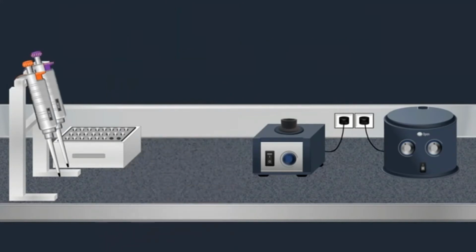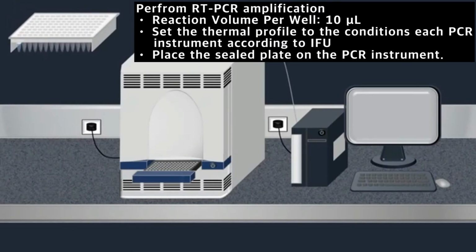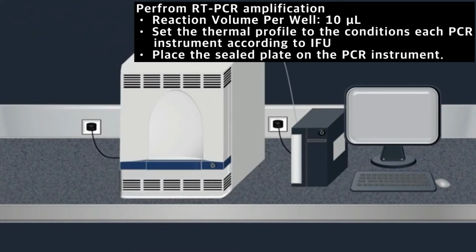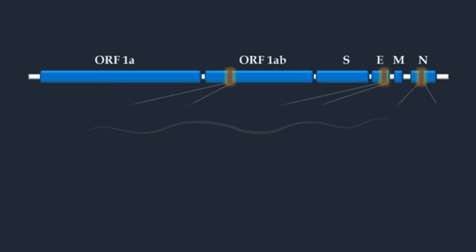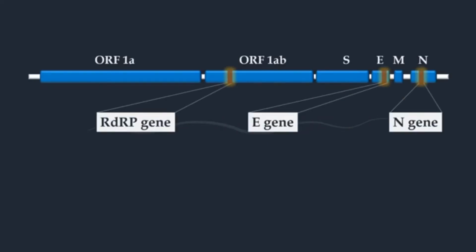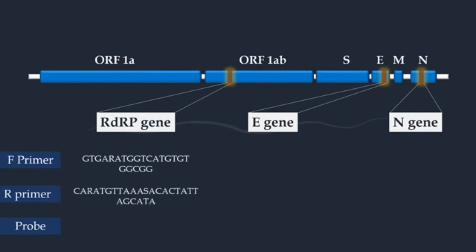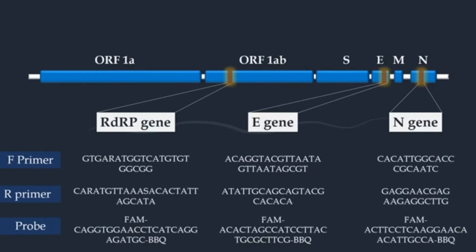Next, the plate is placed in a PCR machine, which is essentially a thermal cycler. Real-time RT PCR is used for the detection of the new coronavirus 2019 by the amplification of target sequences in the RdRp gene, the E gene and the N gene. The choice of the target gene depends on the primers and the probe sequences.